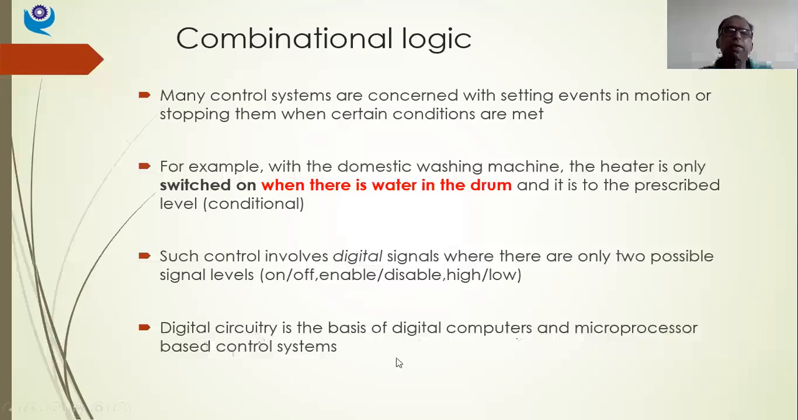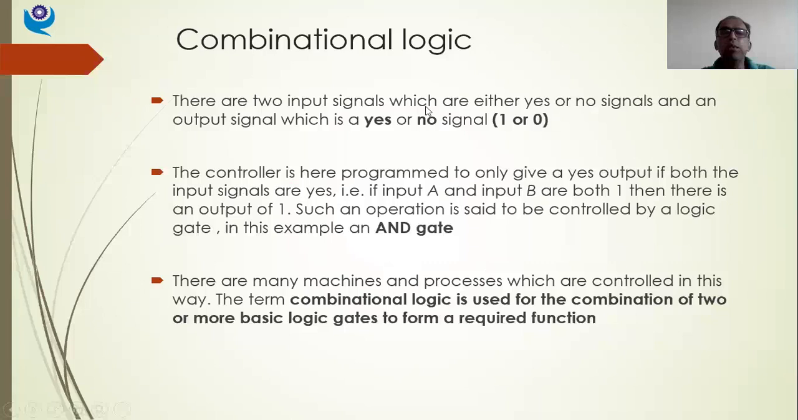Let us quickly see. There are two input signals which are either yes or no signals, and an output signal which is a yes or no signal. So binary signal, as we said, yes or no, or 1 or 0, enable, disable, 1 or 0. Input is also binary, output is also binary. The controller is here programmed to only give a yes output if both the input signals are yes. That is, if input A and input B are both 1, then there is an output of 1.